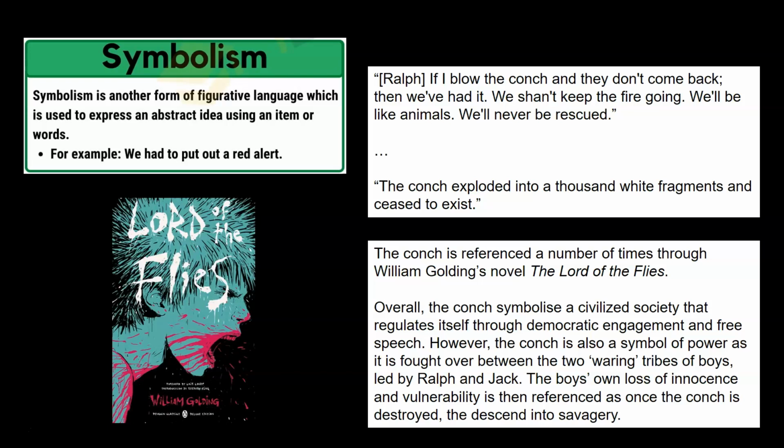Ralph, in the middle of the story, recognizes that civilization is falling apart because the opposing side, led by another boy named Jack, are not listening, and he says to Piggy, a fellow friend, that if I blow the conch and they don't come back, then we've had it. We shan't keep the fire going. We'll be like animals. We'll never be rescued.